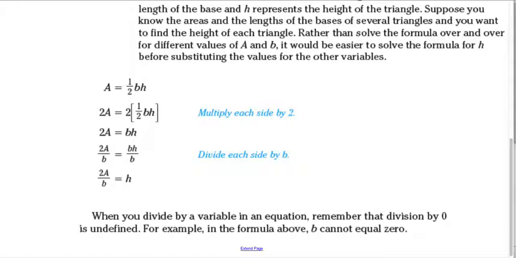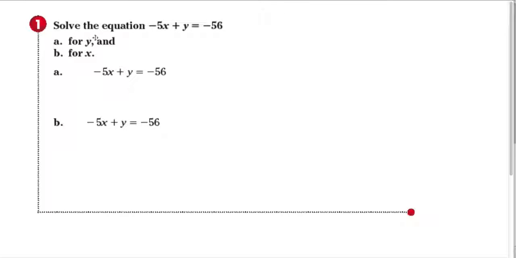Let's take a look at example number 1 and see how this works. Solve the equation negative 5x plus y equals negative 56. For letter a, we need to solve for y, and for letter b, we need to solve for x. Let's solve for y first. We have negative 5x plus y equals negative 56. In order to undo negative 5x and isolate y on this side of the equation, we simply add 5x to both sides. If you add 5x to both sides, negative 5x is undone, and we have y equals negative 56 plus 5x. We have solved for y. We've isolated y on this side of the equation.